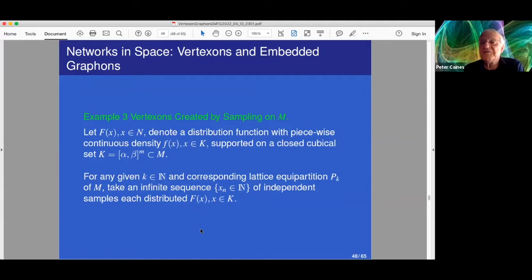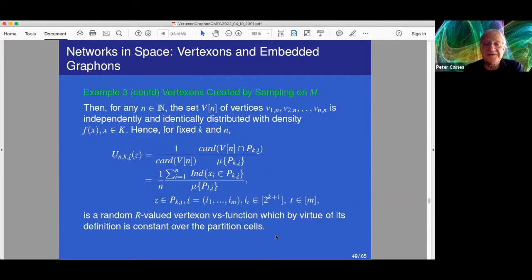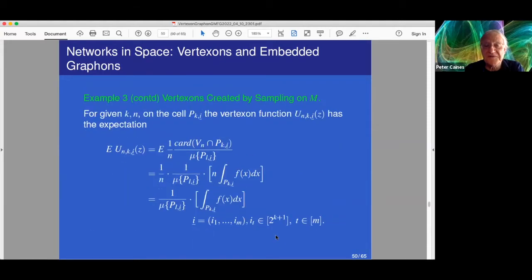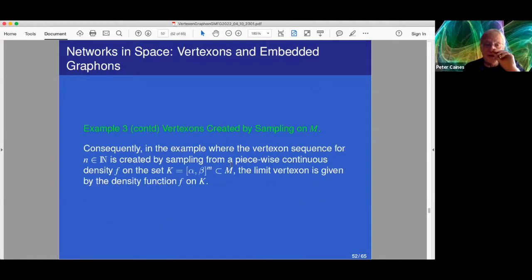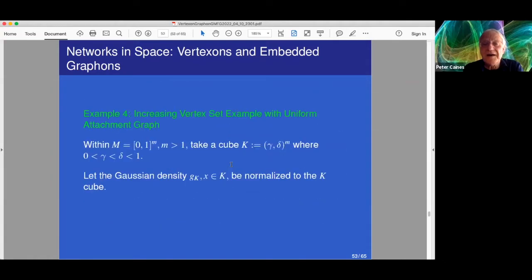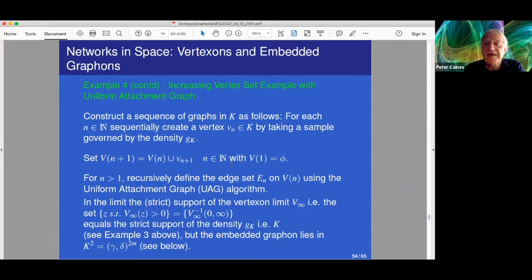So again, I will speed up now. If you create your vertexon by sampling on M from a piecewise continuous density, then what you get by writing out the formula using the law of large numbers is locally just what you hope, namely that almost everywhere you're going to get the density which we assumed at the beginning, the piecewise continuous density, which at the beginning we assumed existed.